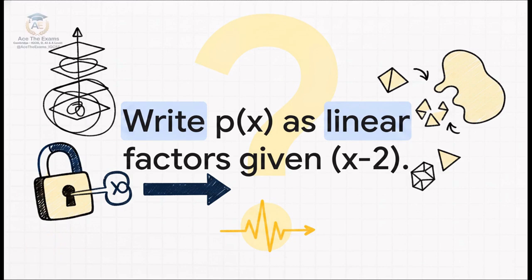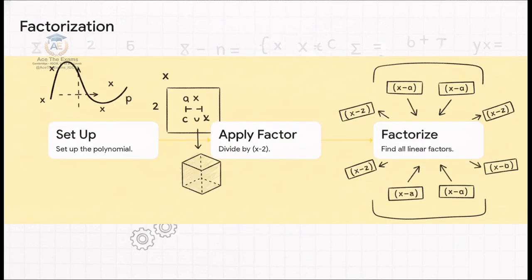A degree 4 polynomial can look incredibly intimidating on an exam paper, right? But being handed that first linear factor is literally like being given the master key to unlock the entire equation. We can trace the logical flow required to solve this through 3 distinct steps.